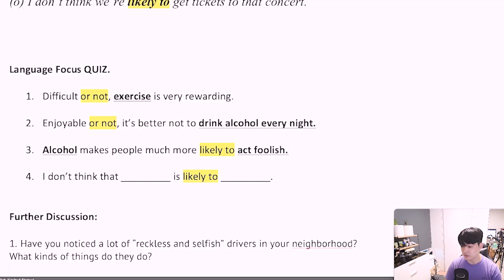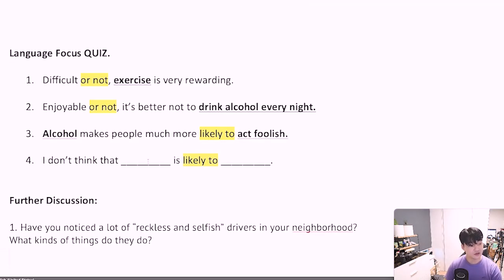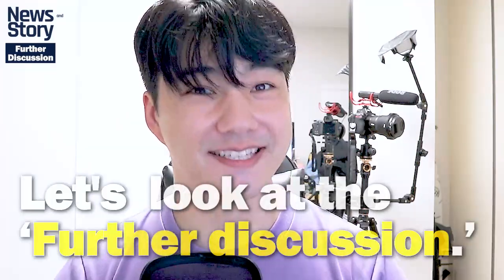And let's say I don't think that Kim is likely to get married. Alright, now let's look at the further discussion.